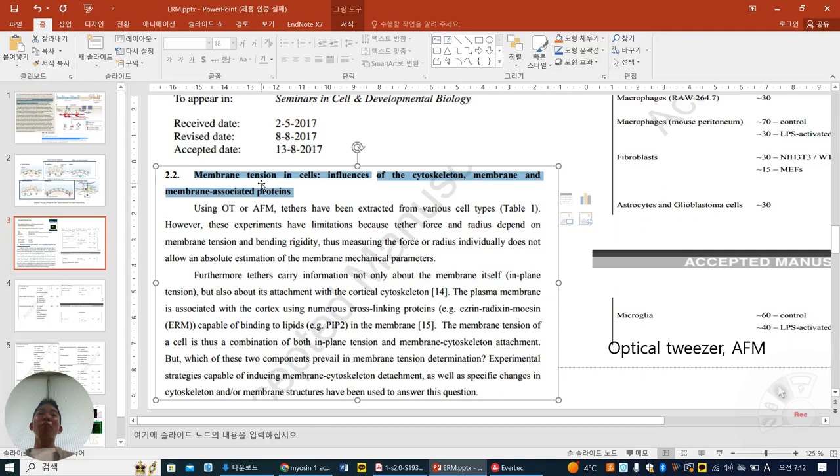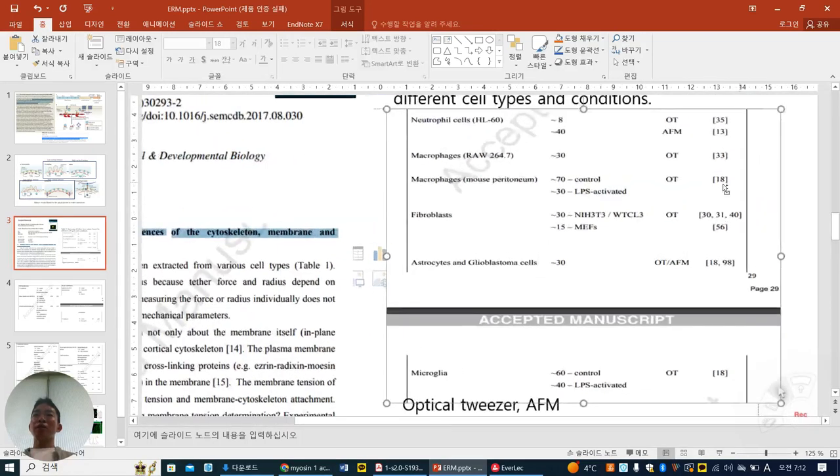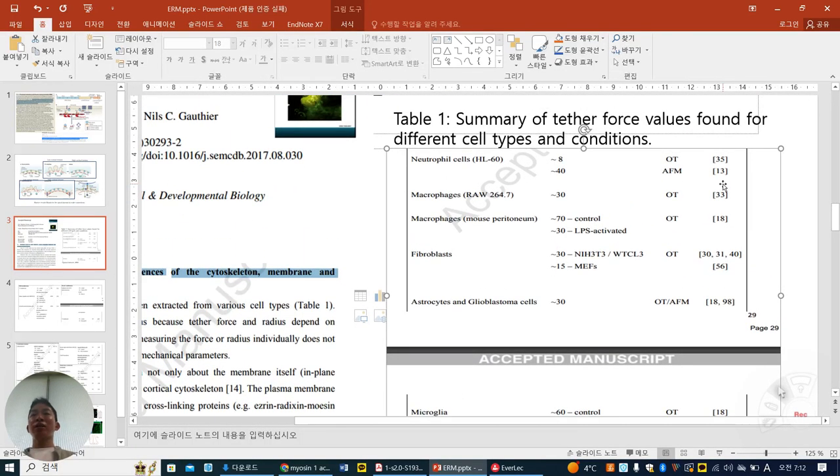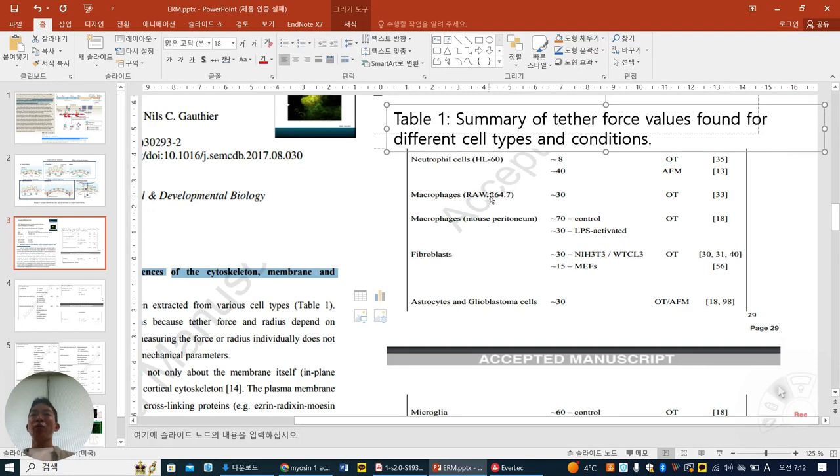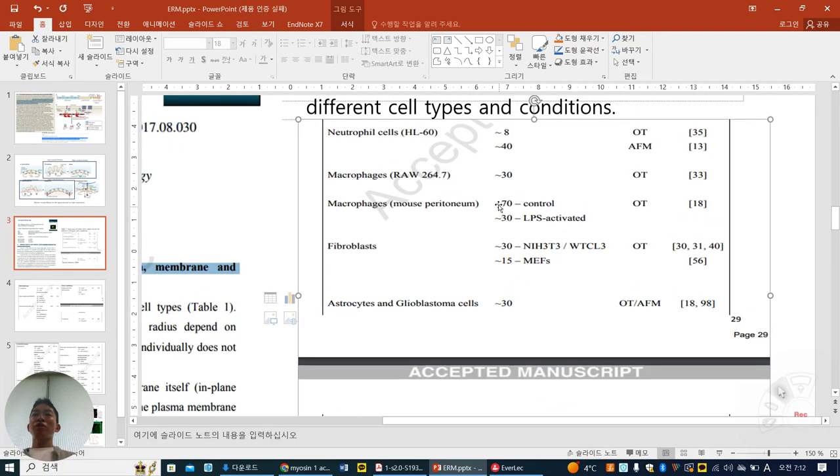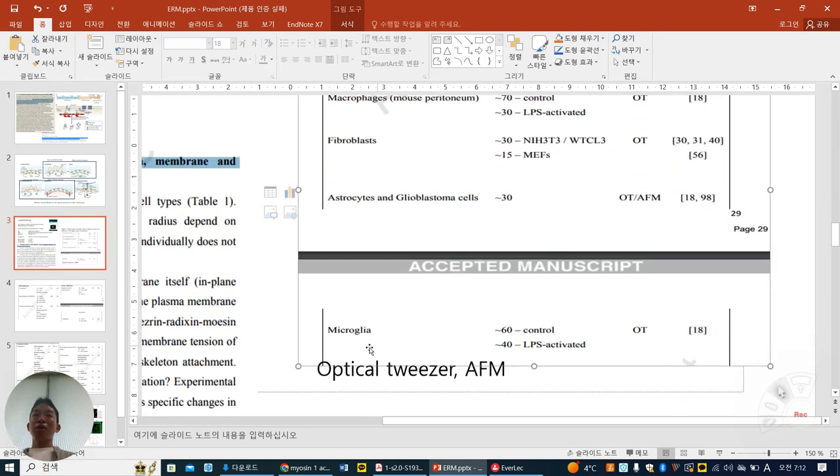For measuring the membrane tension, they use two ways: one is optical tweezers, the other is AFM. Here they summarize membrane tension from many kinds of situations and cells. When we focus on, let's say, macrophage control cells, membrane tension is around 70. But when they are differentiated into M1 under LPS condition, it goes down. Fibroblasts are like that. And in microglia, when they are M1 polarized under LPS, it also goes down.